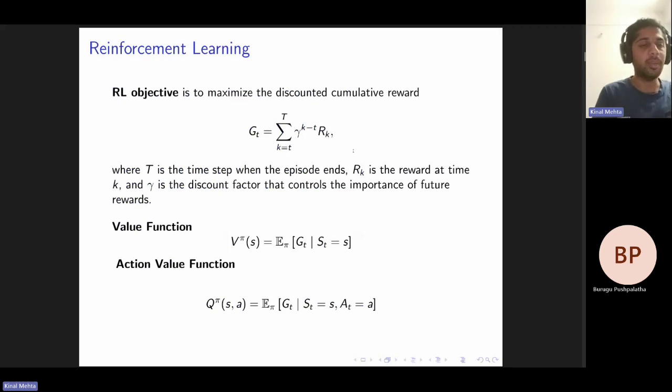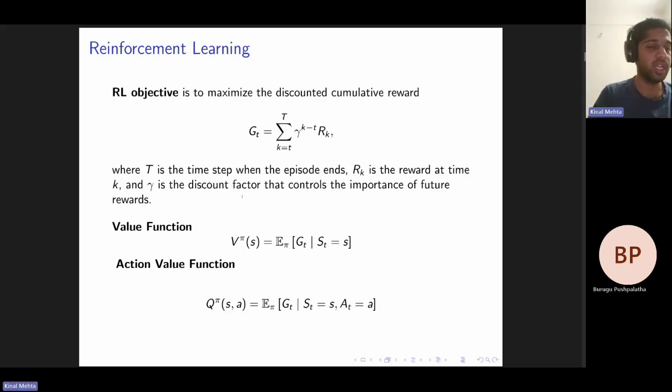And then gamma is the discount factor, which controls basically how much importance we want to give to the reward that we receive, and how much we want to consider it to be relevant in the future. So basically, it helps in maintaining the long-term dependency between actions and the reward. And yeah, this formula basically summarizes the RL objective, and the objective of the agent is to maximize the cumulative discounted reward, that is G_T.